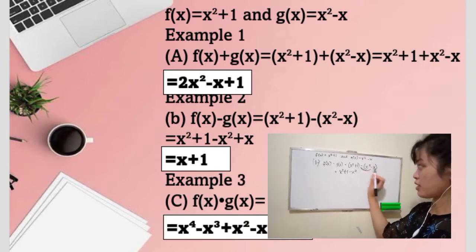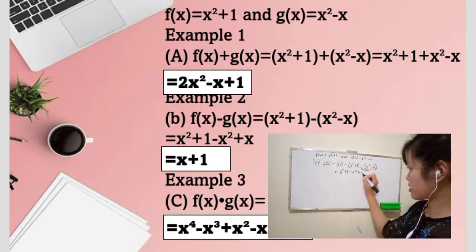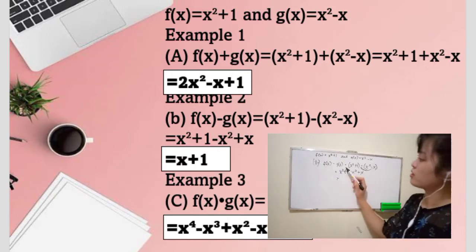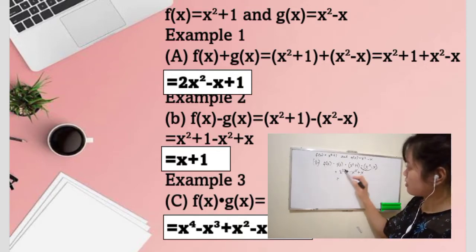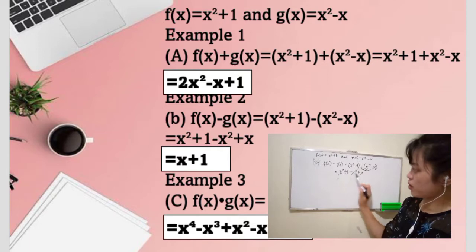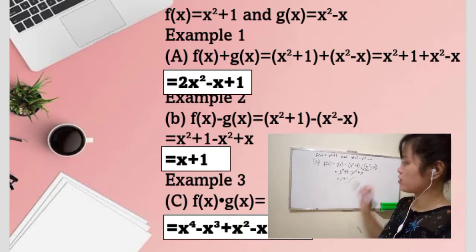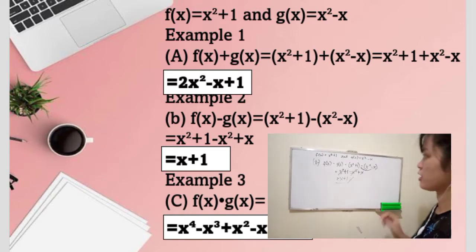Minus, negative times negative is equals to positive. So, positive x na yan. So, magka-cancel tayo dyan. No? Cancel, cancel. Kaya natin yung kinancel kasi positive to, ito negative. So, natira na lang is x plus 1. Yun na yung pinaka-final answer natin.